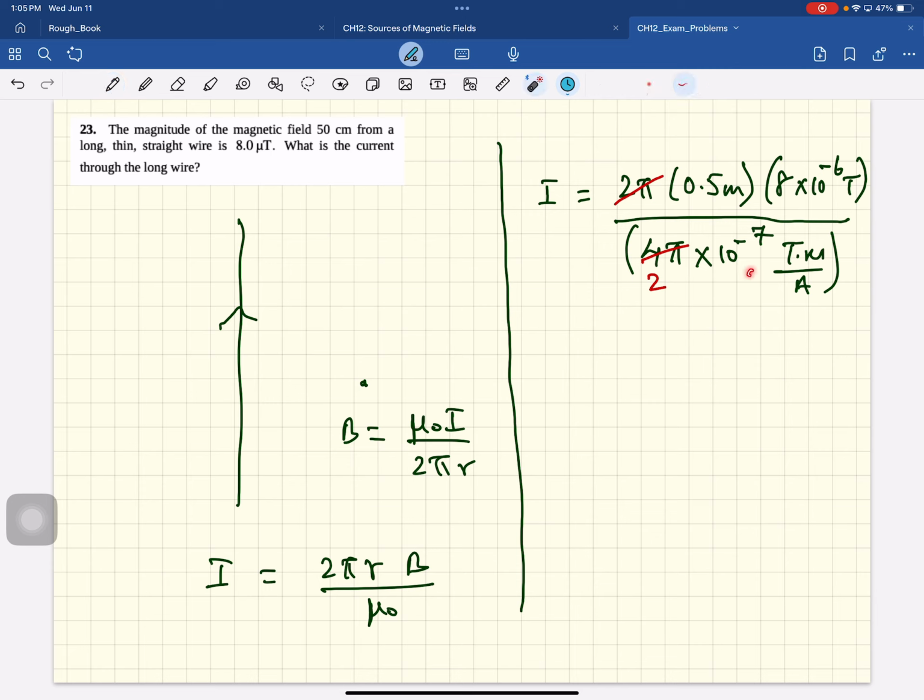And when you work this out, you get 5 times 8 divided by 2, so 20 amps.